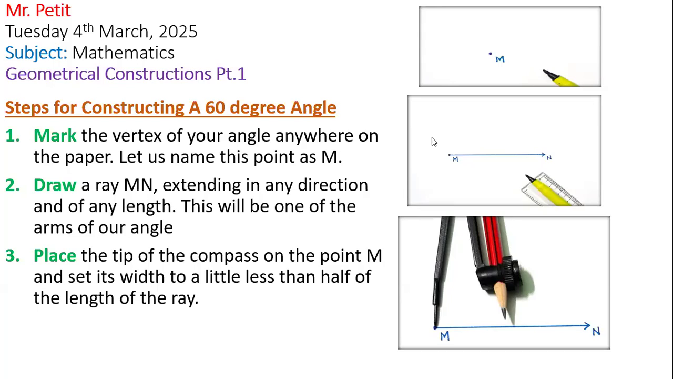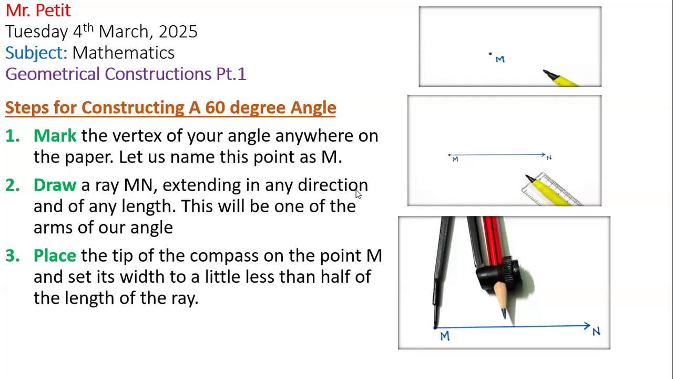Empress, read the first 3 steps. Steps for constructing a 60-degree angle. Number 1, mark the vertex of your angle anywhere on the paper. Let us name this point as M. Number 2, draw a ray MN extending in any direction and of any length. This will be one of the arms of our angle. 3, place the tip of the compass on the point M and set its width to a little less than half of the length of the ray. Very good.